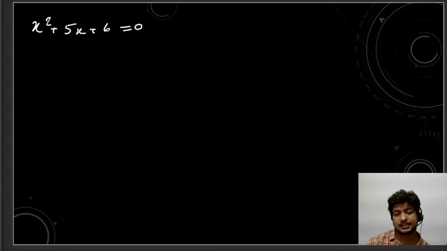If you can see, the first question, starting with a very basic question, that is x square plus 5x plus 6 is equal to 0. इसके लिए क्या करेंगे? Firstly, we will discuss one most important concept, that is (x plus a) multiply with (x plus b).